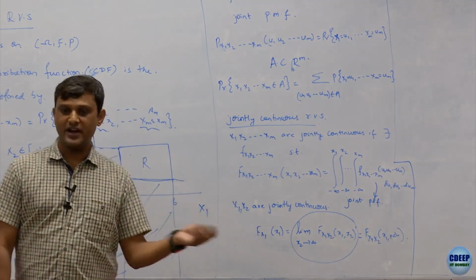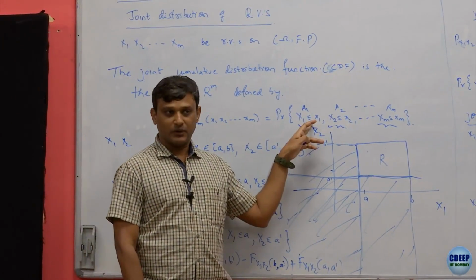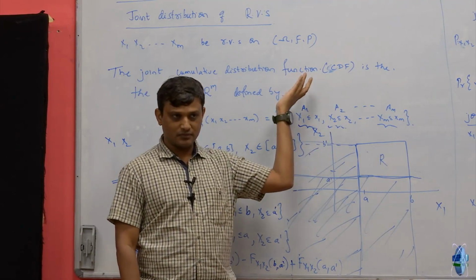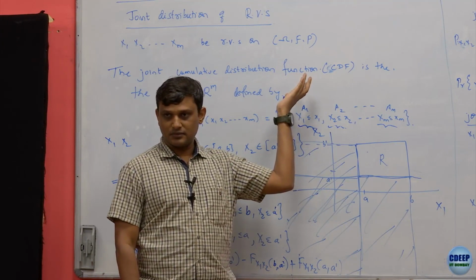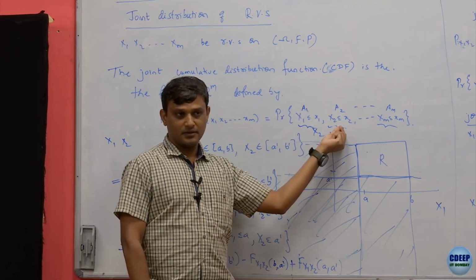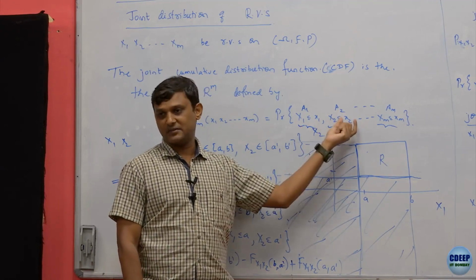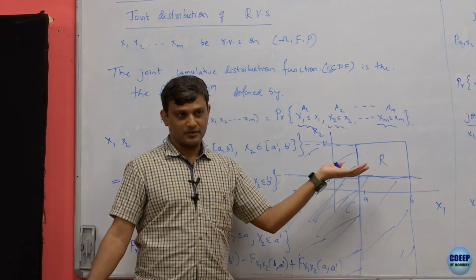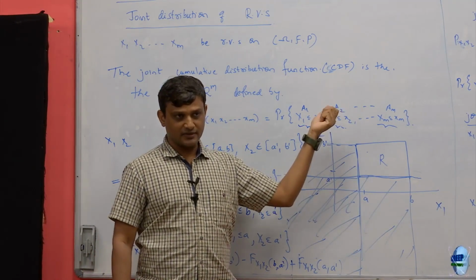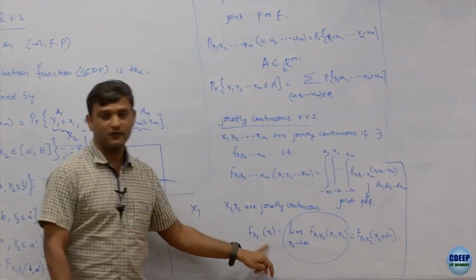What we are basically doing is restricting the first variable to be less than or equal to x1, while I let x2 take any value. I really did not care about my second experiment. It is as if I am only worried about my first experiment, and anything happening in my second experiment is fine, because anyway x2 is going to be less than or equal to infinity. That is why we are going to denote it like f of x1.